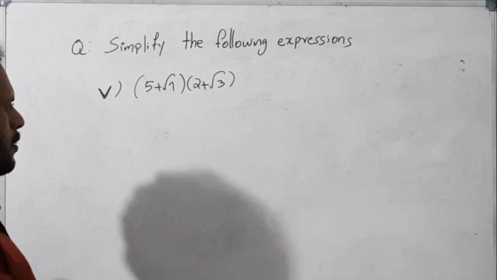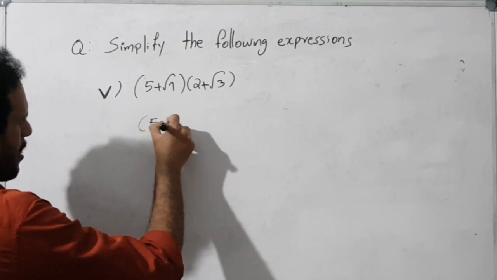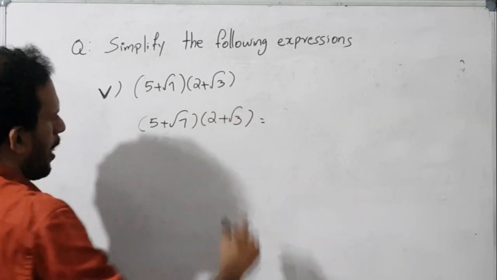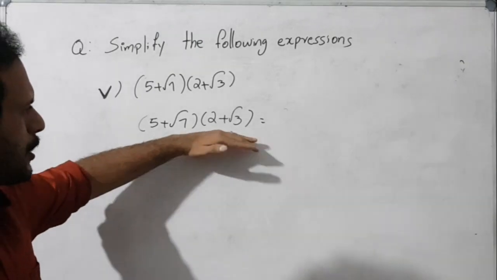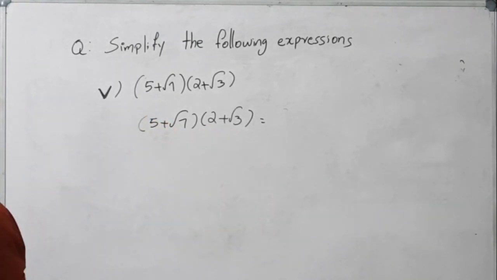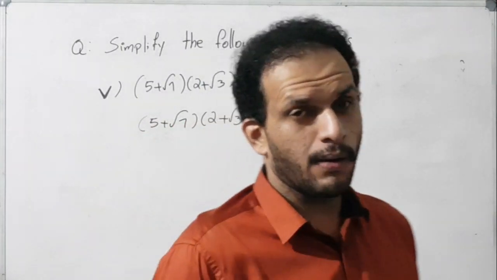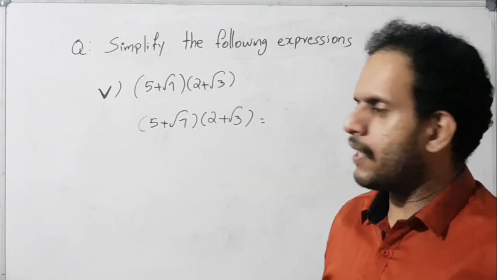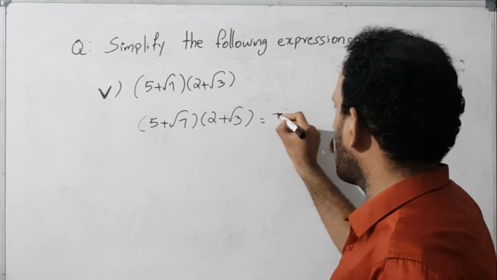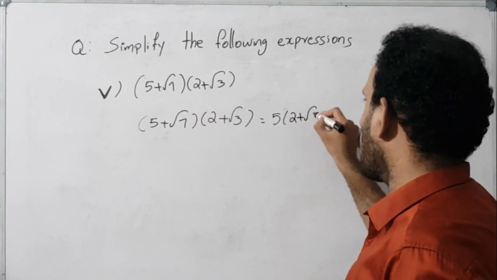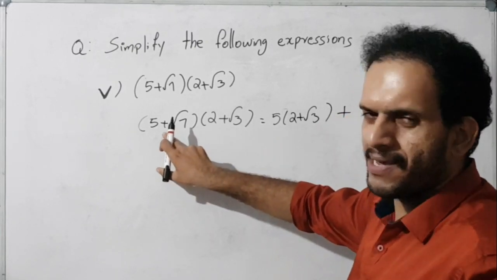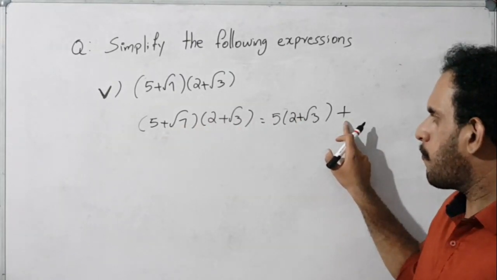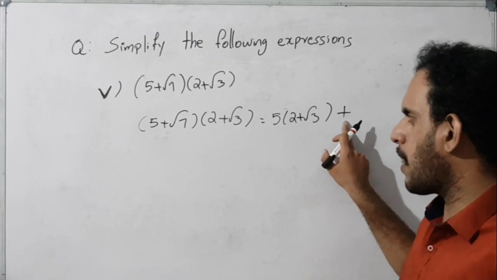Okay, then how to do this one? That one is 5 plus root 7 into 2 plus root 3. I told you what I want to do. We want to multiply each term of the second by each term of the first. For that we do like this. First 5 into 2 plus root 3, plus means this plus. Here is plus, so this one is plus. If here is minus, this one is minus.